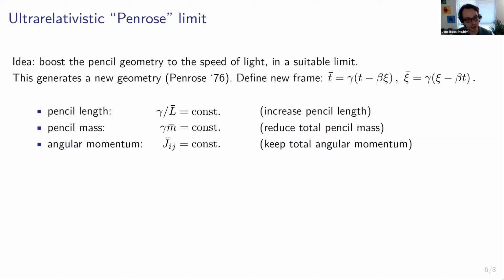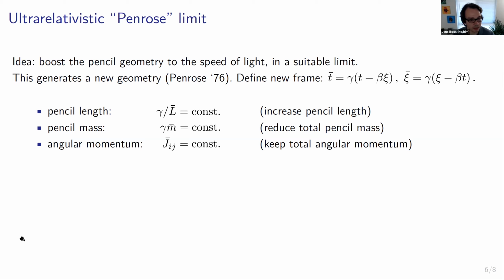But what we can do is define this thing that Penrose introduced in '76, and in his honor, we call it the Penrose limit. What that involves is that you assume that during the boosting process, certain parameters of your solution multiplied with the power of the Lorentz boost factor remain constant.